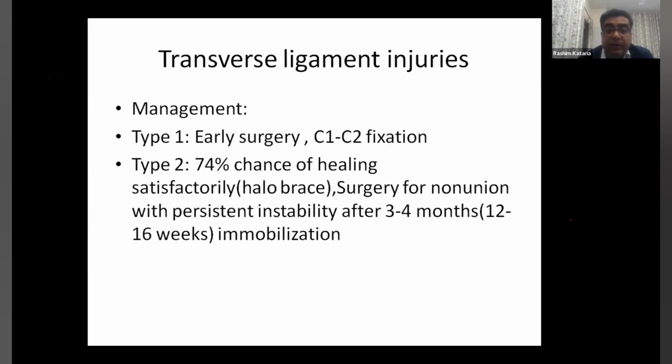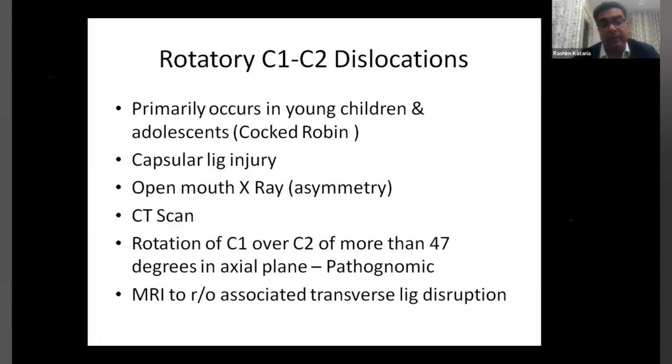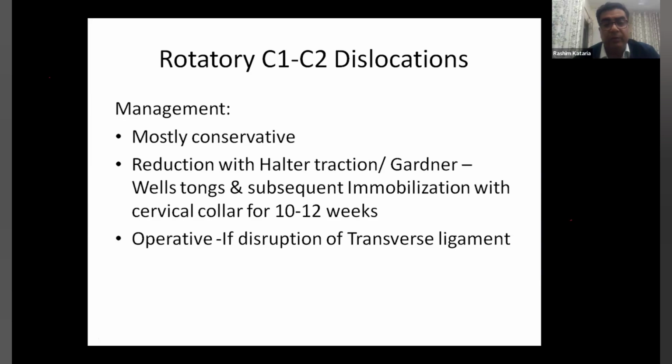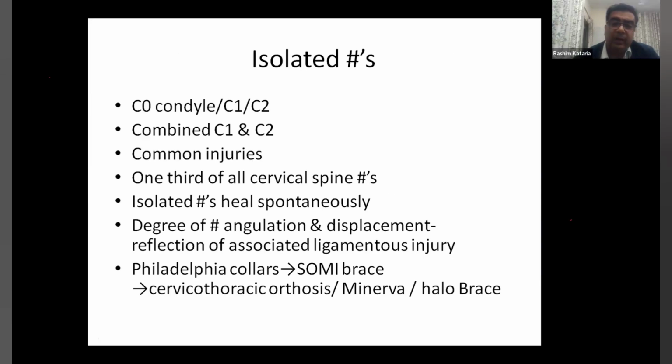So this I've already discussed. Management of transverse ligament injury: early surgery, C1, C2 fixation in type 1. In type 2, a halo brace trial can be given. These are C1, C2 rotatory injuries, seen in children. I would not go into details of this. There can be isolated fracture of condyles, then C1, C2 isolated fractures, and combined C1, C2 fractures. These are common.